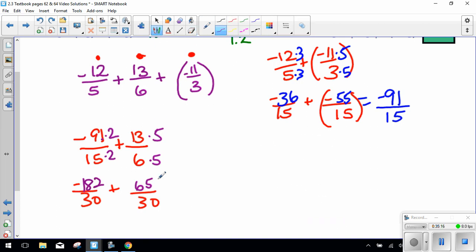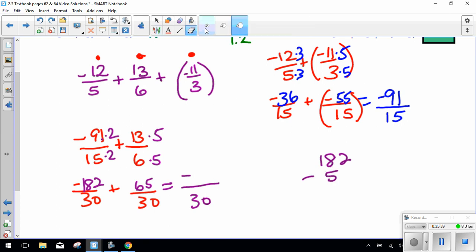So what I'm going to do now is take a look at my numerators, keep my denominator of 30. Since they're different signs, I'm going to subtract. I know my answer is going to be negative because this guy has a larger absolute value than this one. So I'm going to take 182 and just subtract off 65.